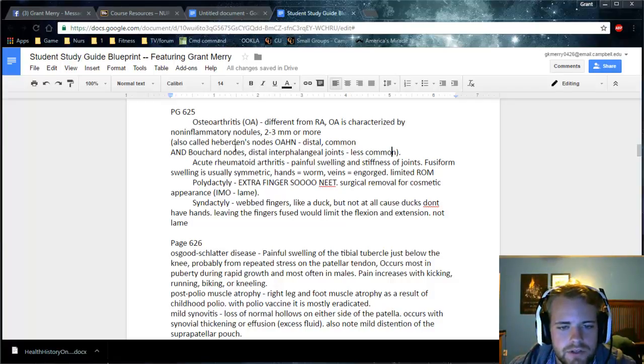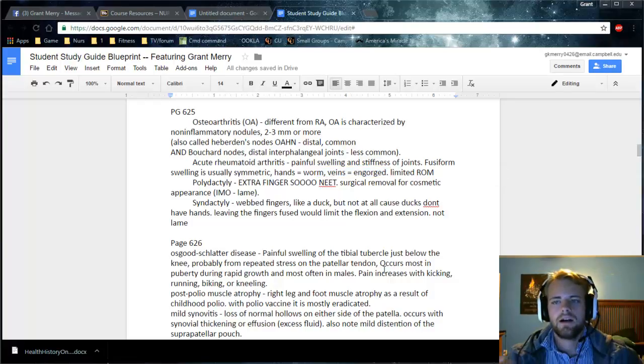Okay, when assessing the hand for Heberden's nodes, which are more common. So acute rheumatoid arthritis is painful swelling and stiffening of the joints. Fusiform swelling is usually symmetric. Hands are warm, veins engorged. You cannot see the veins because they're so engorged.